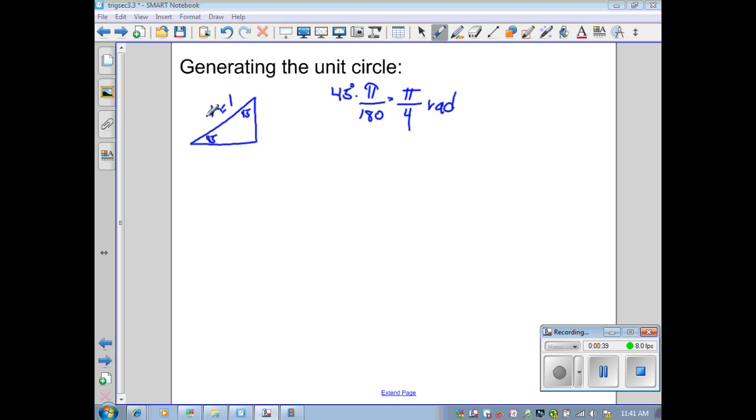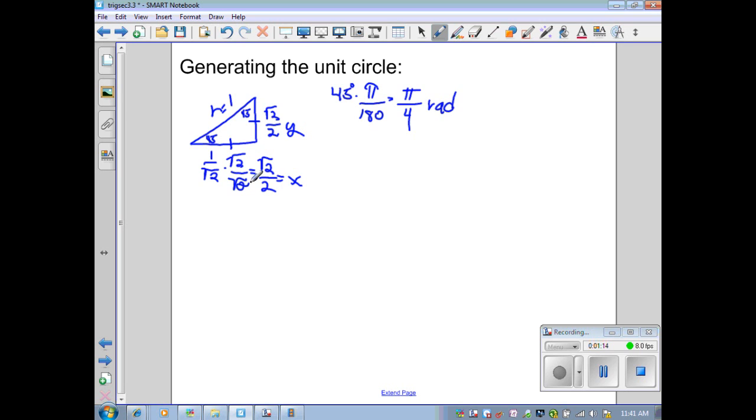Again, recall from my previous video on special right triangles that in a 45-45-90 triangle, I can determine the legs by taking the hypotenuse and dividing by the square root of 2. So 1 divided by the square root of 2, and then I rationalize by multiplying by the square root of 2 over 2, which will give me the square root of 2 over 2. And that will give me my x value, if I refer back to my unit circle, and also since this is an isosceles right triangle, that will also give me my y value.